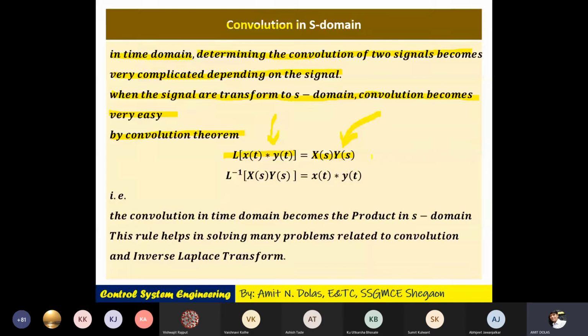So multiplication is easy, you know. And again, if I take the inverse Laplace of this S domain, it will be the convolution of x of t and y of t. That is, the convolution in time domain becomes the product in S domain. This is true. This rule helps in solving many problems related to convolution and inverse Laplace transform. So whatever is easy, we'll always choose the easier way to compute, and the answer will be the same. We'll have one example to see this phenomenon.